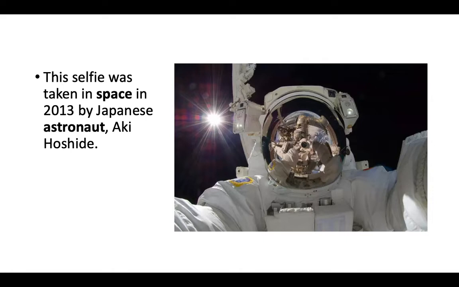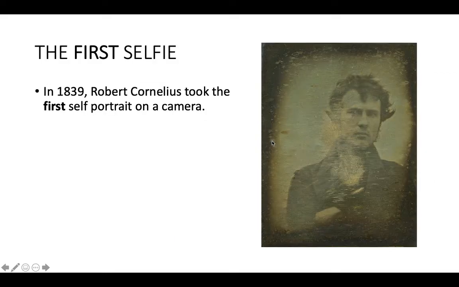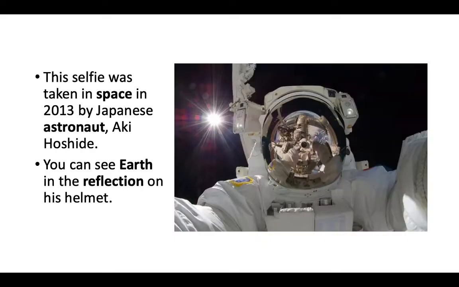This selfie was taken in space in the year 2013 by a Japanese astronaut, Aki Hoshide. You can even see in the reflection the phone he was taking it with, or the device he was taking it with. And you can see the Earth in his reflection, and I think that's a star in the corner. I'll give you a few seconds just to look at that.